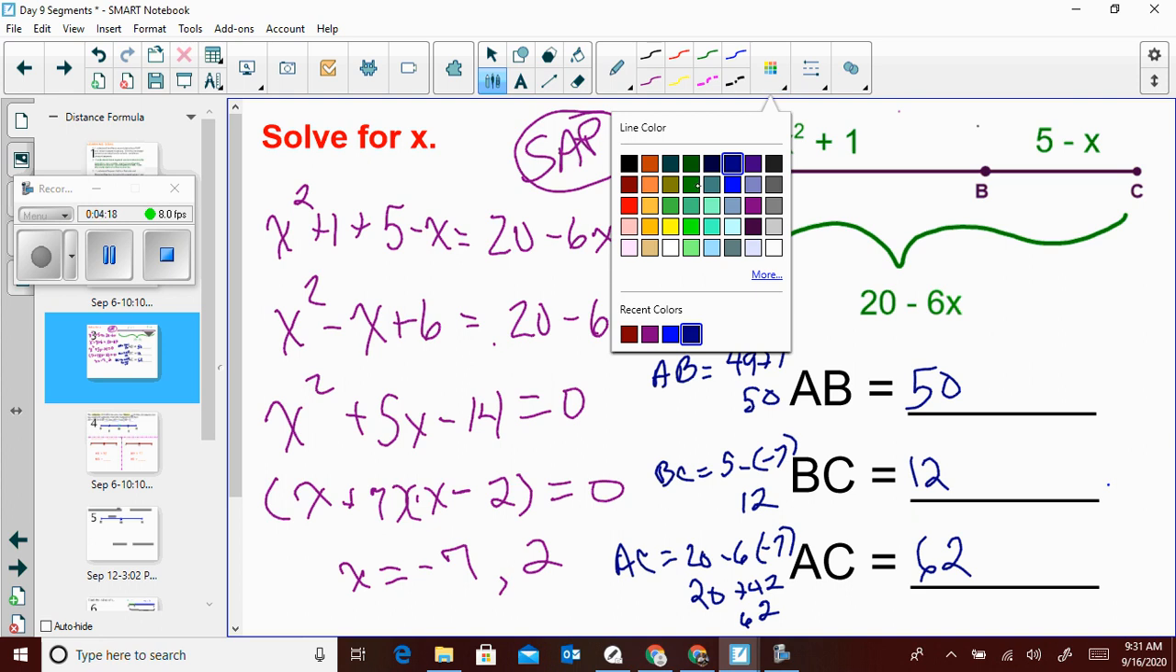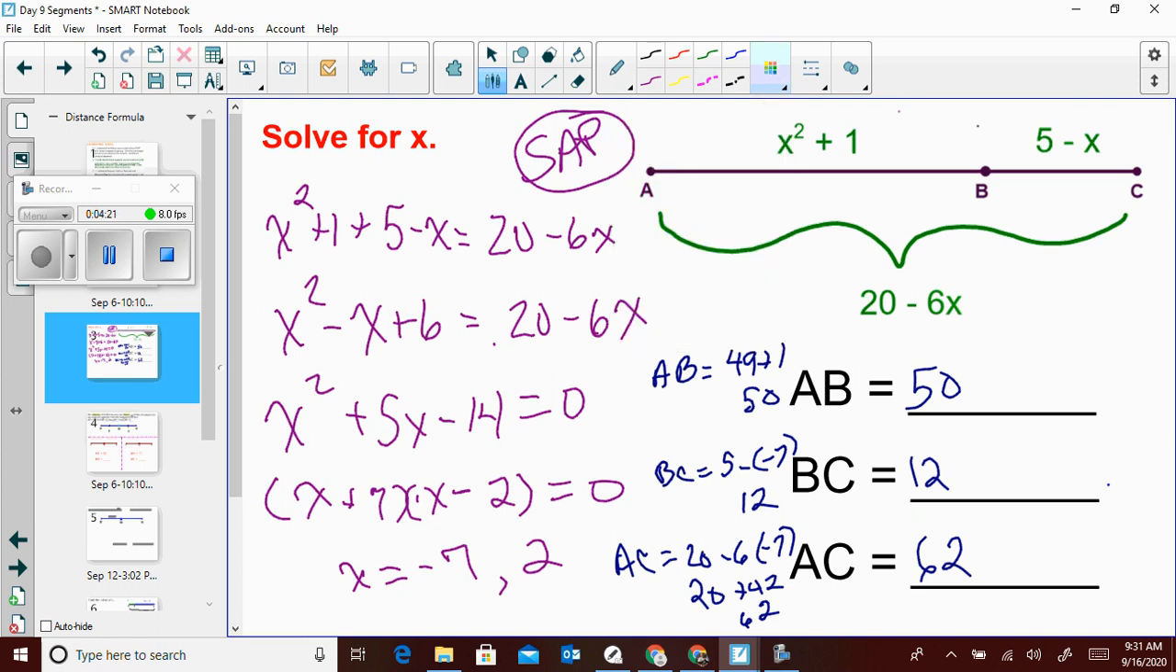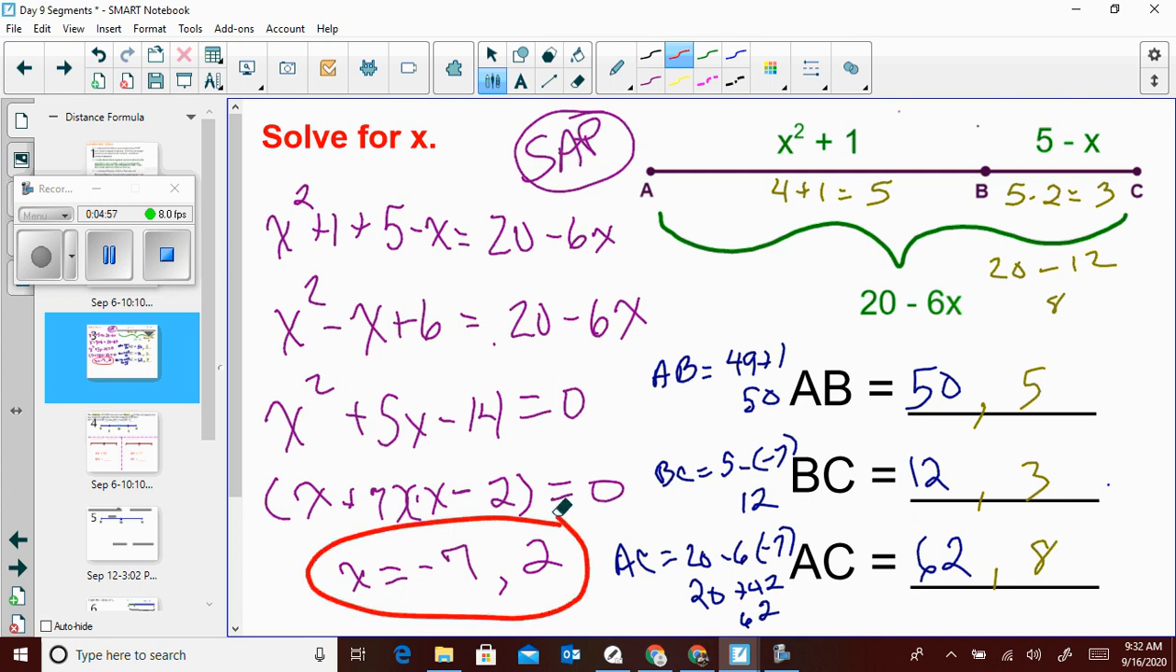Next, let's check 2. If I plug a 2 in here, I get 4 plus 1 is 5. Let's plug a 2 in here. 5 minus 2 is 3. Let's plug a 2 in here. 20 minus 6 times 2 is 12 minus... 8. 5 plus 3 is 8. So this is also an answer. 5, 3, 8. So we have two possible answers for x, negative 7 and 2. They both work.